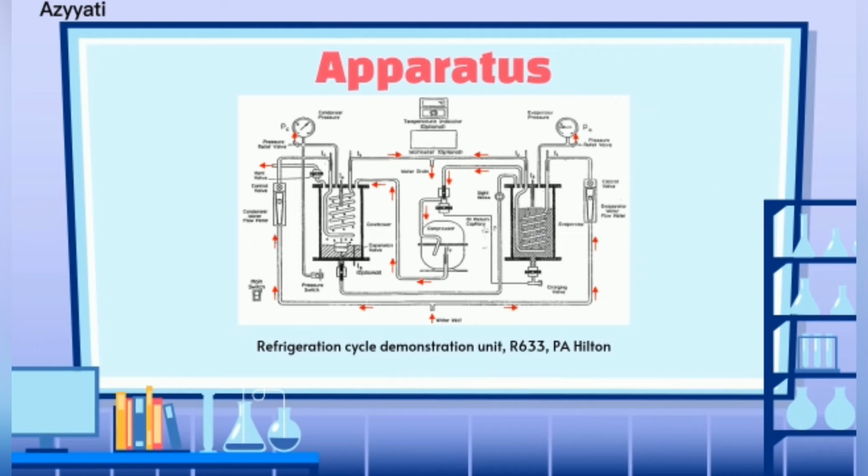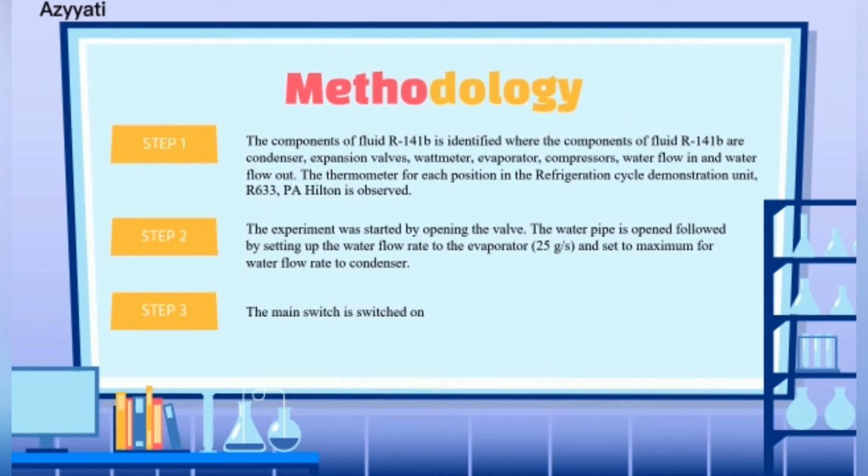The apparatus used in this experiment is the Refrigeration Cycle Demonstration Unit R633PA Hilton. Next is the procedure of the experiment. Step 1. The components of the fluid R141V are identified, where the components are condenser, expansion valve, wattmeter, evaporator, compressor, water flow in and water flow out. The thermometer for each position in the refrigeration cycle demonstration unit is observed.